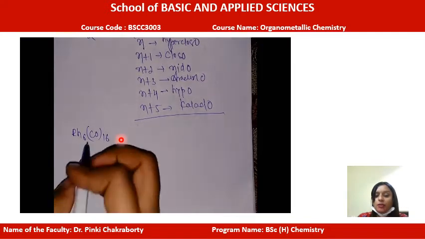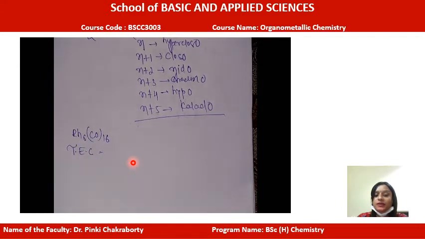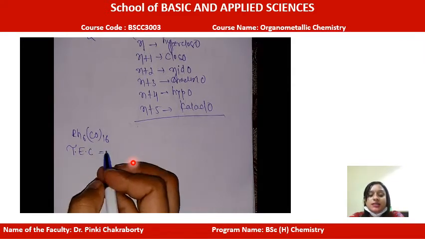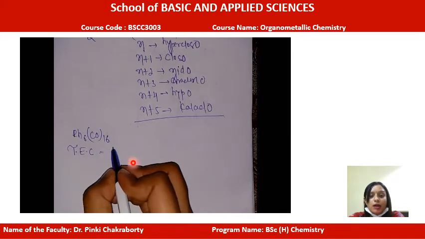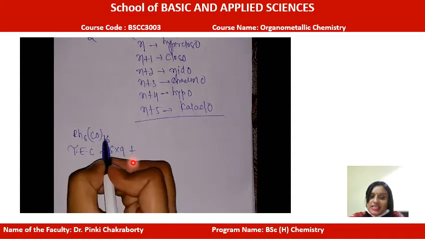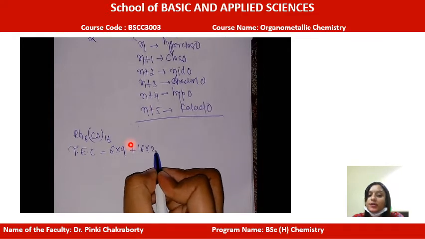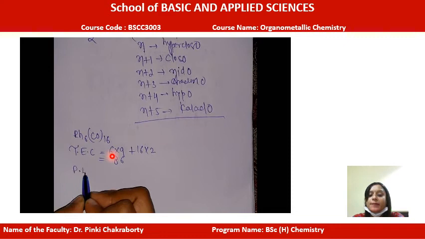So for this particular complex Rh6(CO)16, the total electron count is coming out to be... first see this. He's just explaining the outline of this. It is 6 into 9 because 6 rhodium atoms are there, and the valence shell electron count of rhodium is 9, plus 16 into 2. So what is coming out? The total electron count is coming out to be 86.